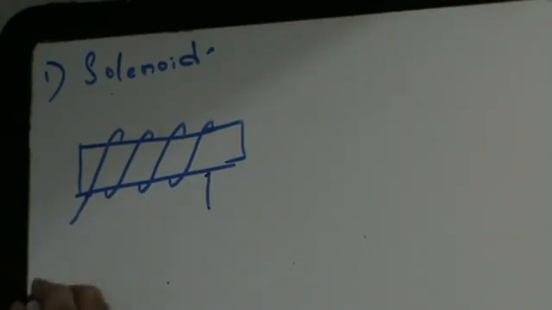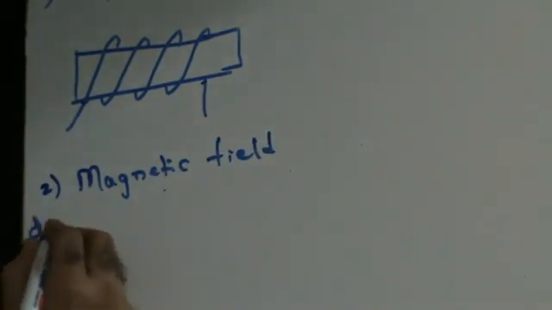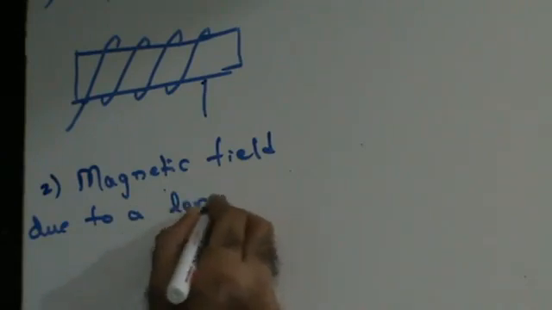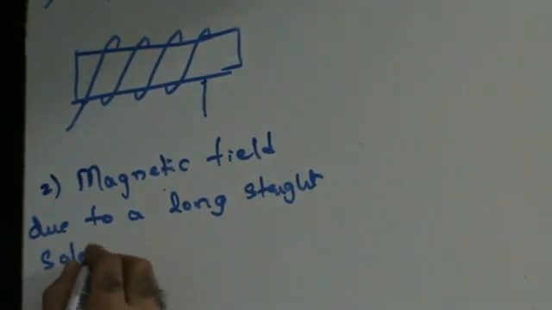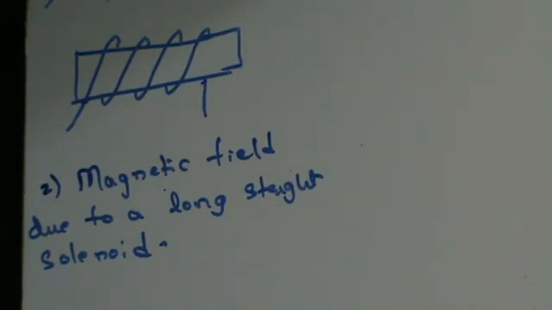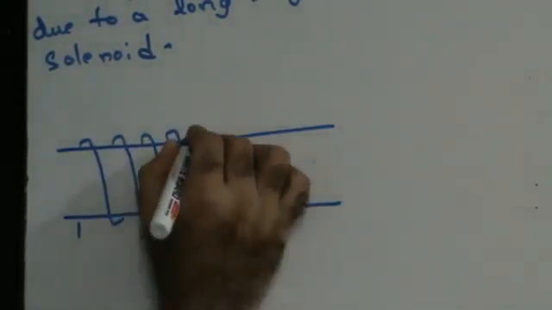Now let's try to find out the magnetic field due to a long straight solenoid. Right? Now let's see this. Let's first draw a solenoid, guys. Please draw the diagram.